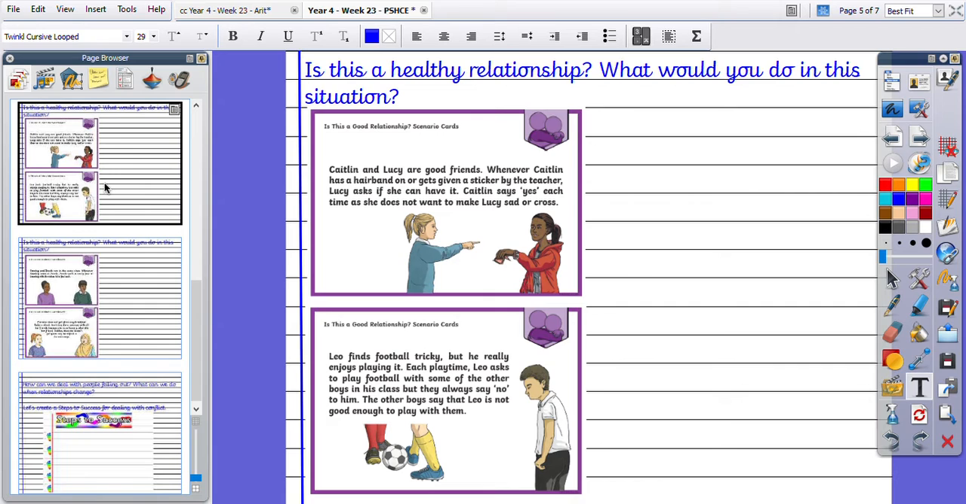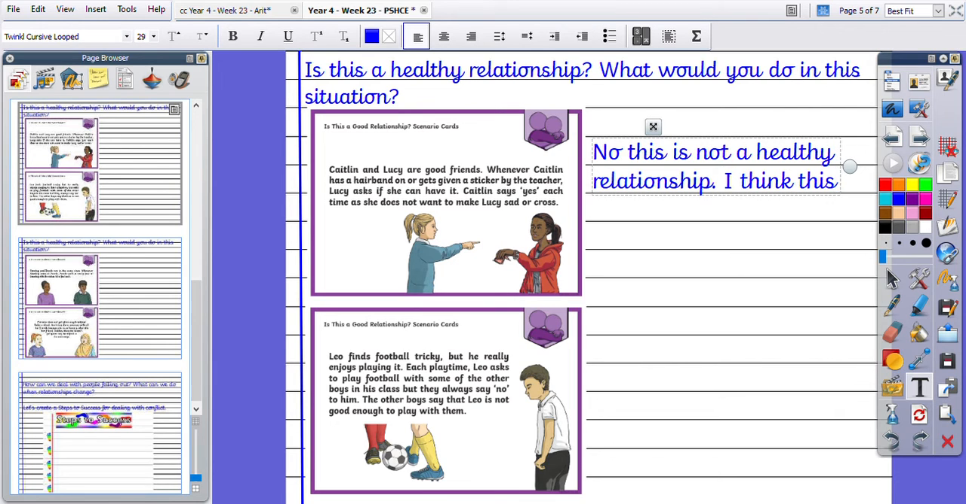Okay, so the first question, is this a healthy relationship? So I say no, this is not a healthy relationship. And that's my opinion. You might think differently to me. I think this because it is Caitlin's property and not Lucy's.